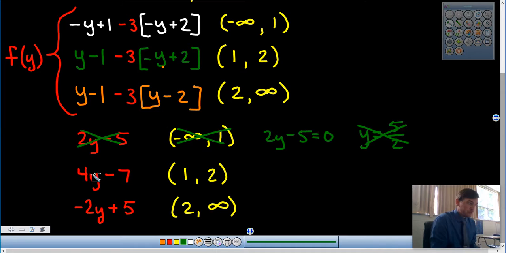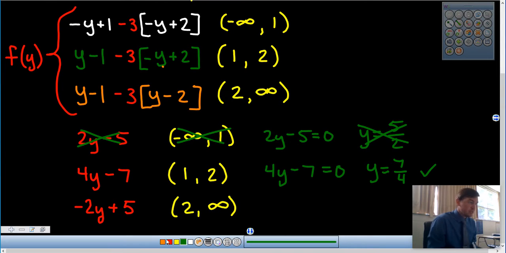Then we'll do this one. If I solved this equation, 4y minus 7 equals 0, I would get y equals 7/4. Okay, 7/4 is 1.75, and it does lie in that interval. So we have 1 point here where we know something's going to happen in the right interval.